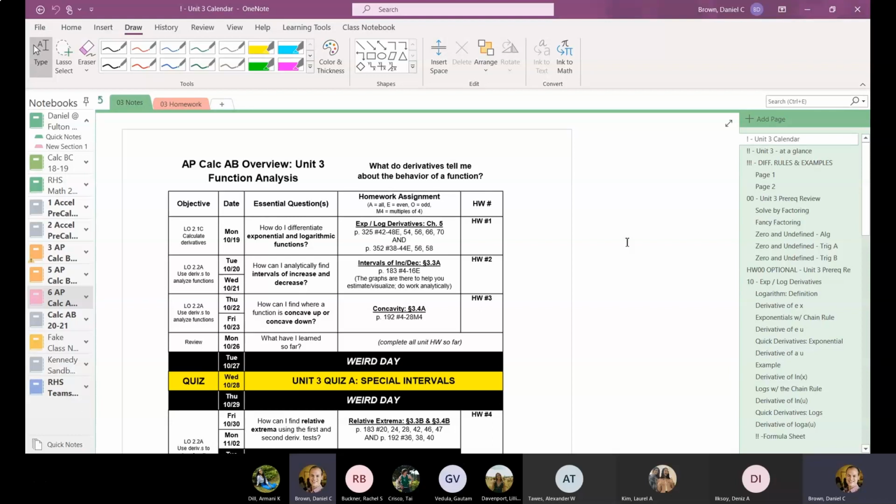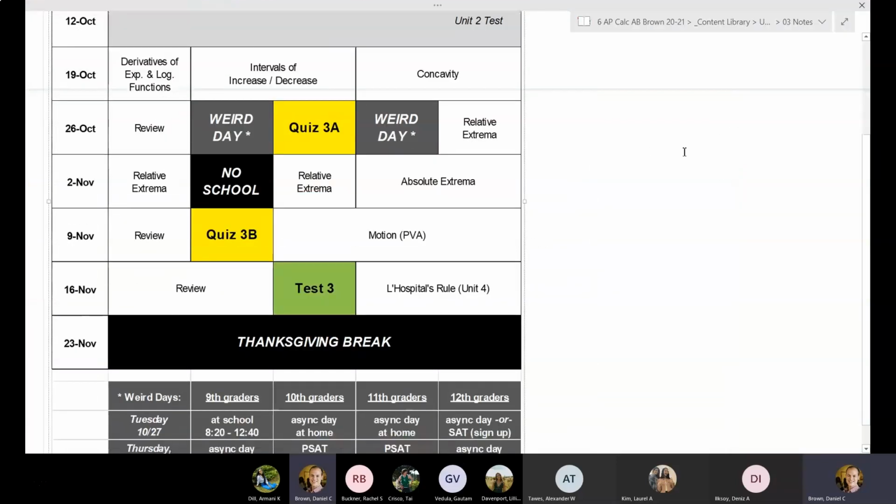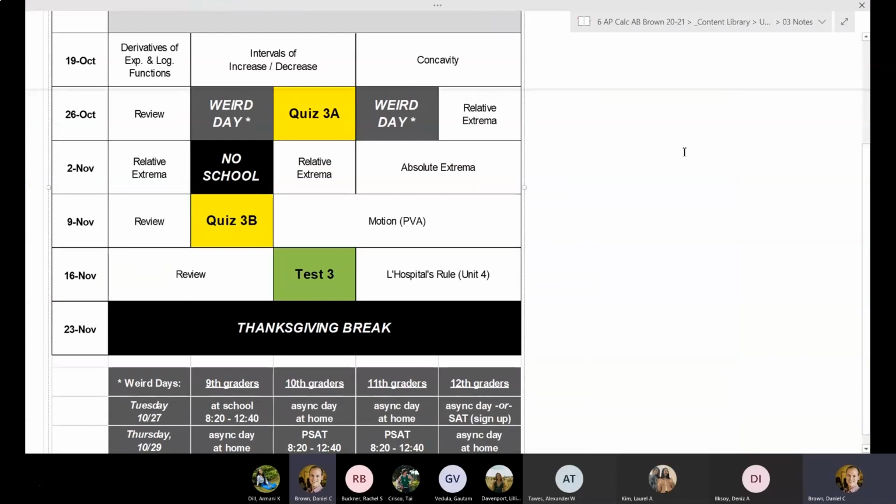After you do the derivative, there is a lot of algebra, there is a lot of solving and things like that. There's also a lot of weird days, and this is shared with you on that notes page in OneNote, and I just want to make sure you're aware of it. This unit is basically going to take us almost all the way to Thanksgiving break. So this week is a normal week. Next week is a weird week.